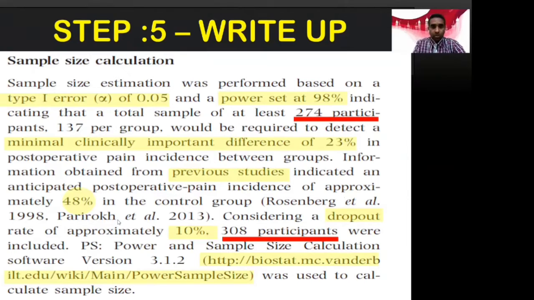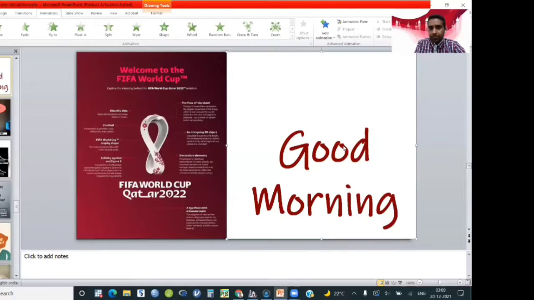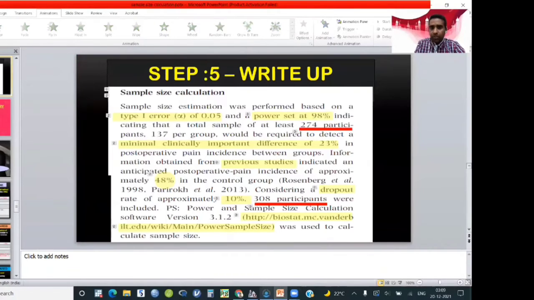Now, the author has taken this value, 48%, as the incidence of post-operative pain in the control group from two reference articles, previous articles. And they wanted this 48% pain incidence to be reduced to 25%, and they have mentioned the minimal clinically important difference to be 23%. So let us try to recreate it using the software PASS.